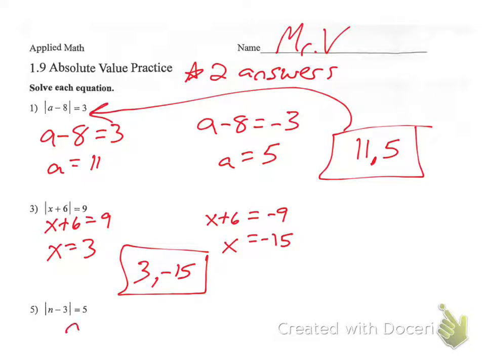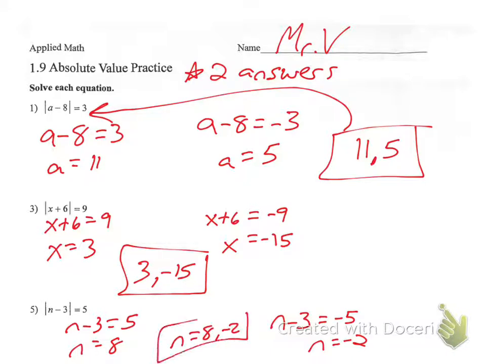All right, so number 5, n minus 3 is equal to 5. So I'm just copying it down, the same one. And then n minus 3 is equal to a negative 5. So I'm going to add 3 to each side. So n is going to be equal to 8. Same thing over here. I'm going to add 3 to a negative 5. So n is going to be equal to negative 2. So my final answer is n is equal to 8, negative 2.